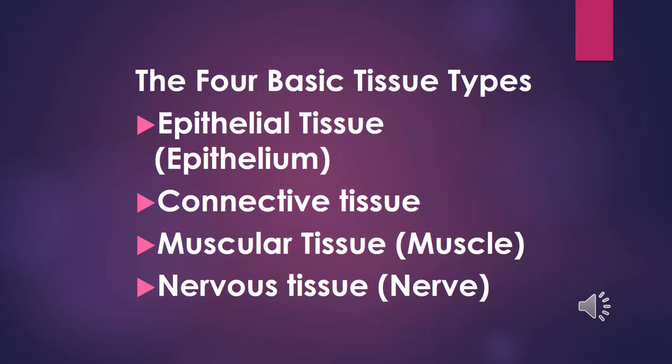And we have another classification of tissues based on functions of tissue: general tissues and specialized tissues. Two general tissues include epithelium and connective tissues, and two specialized tissues include muscular and nervous tissue.